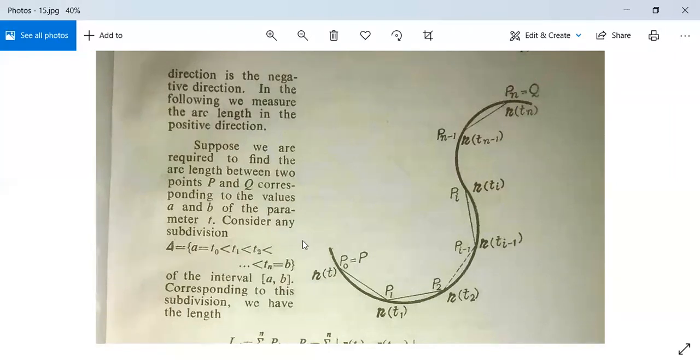Now consider any subdivision of [a, b], suppose this is delta, and it is equal to a, t naught less than t1 less than t2 and so on less than tn is equal to b. यानी कि where t naught हो जाएगा a और tn हो जाएगा b, तो यहाँ पर r(t1) हो जाएगा, this position will be r(t2), this will be r(t3), r(ti minus 1), r(ti), r(tn minus 1) and r(tn).